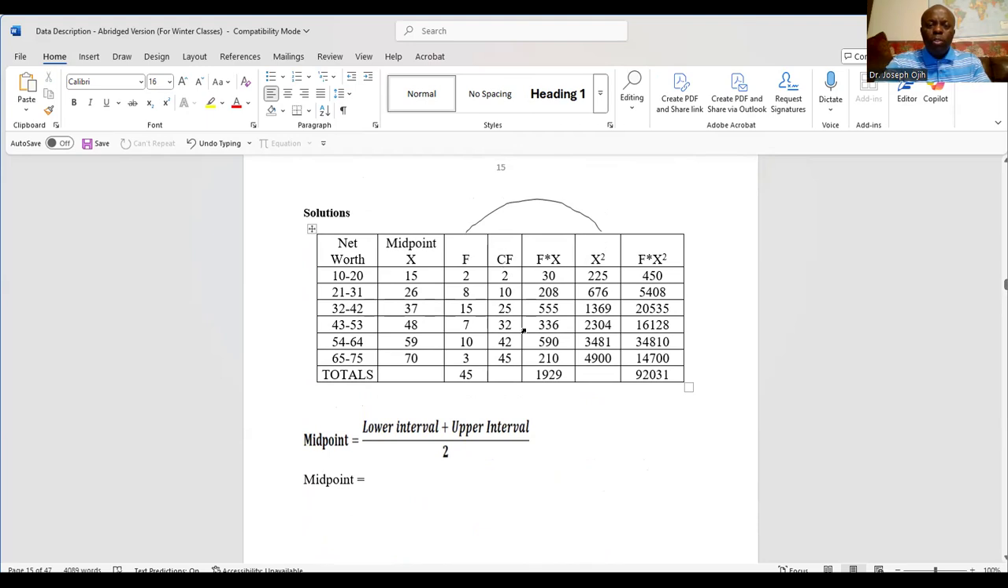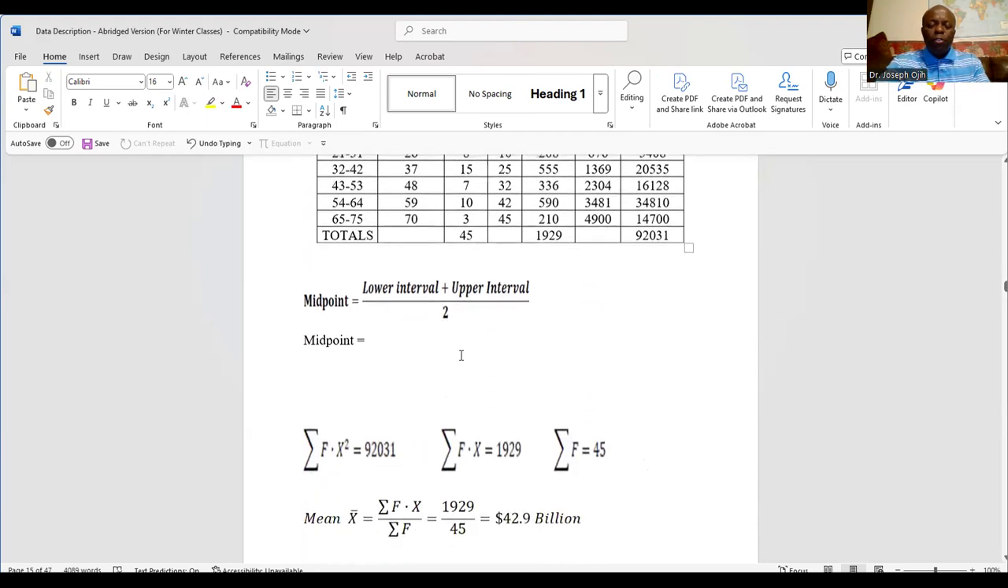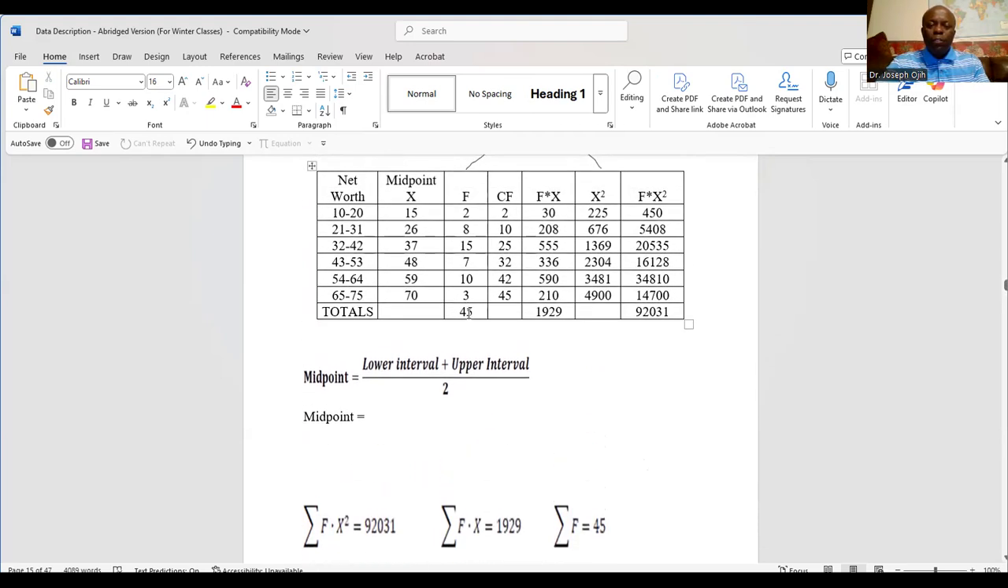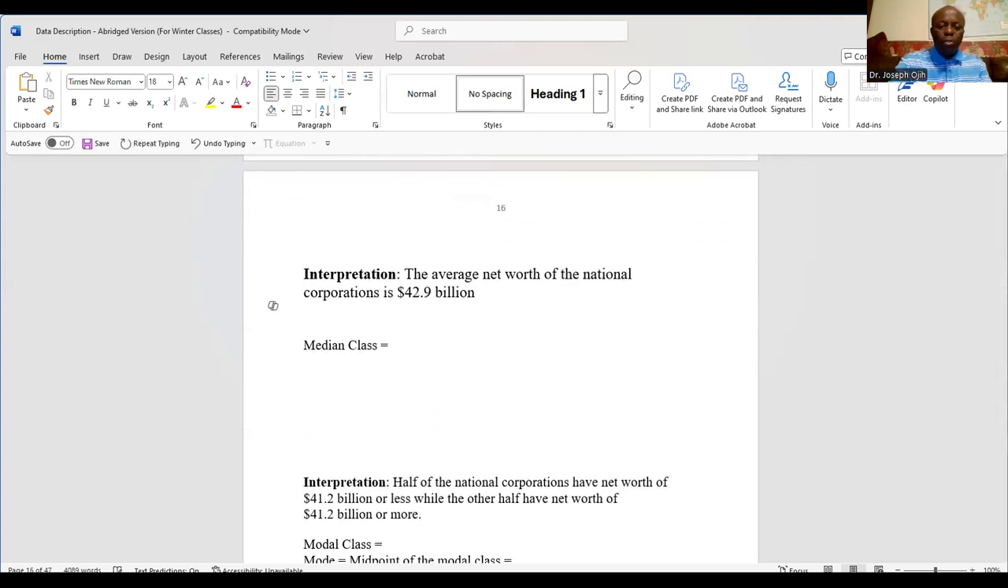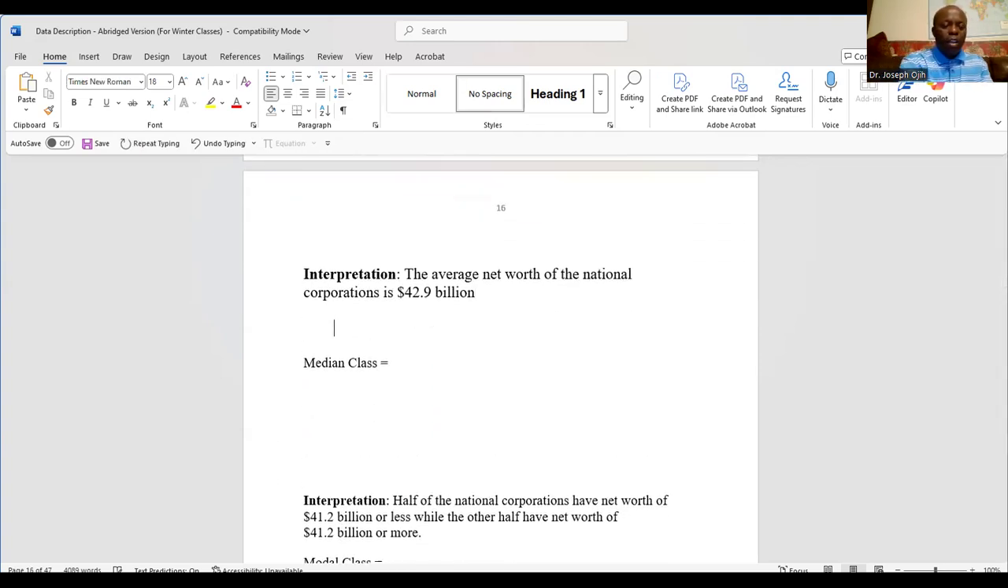To do that, we use the cumulative frequency. First of all, the total frequency is 45, and the median is halfway. So 45 divided by 2, halfway, will give us 22.5, I believe. So the median is located somewhere around 22.5.